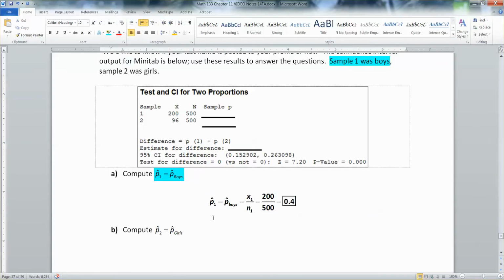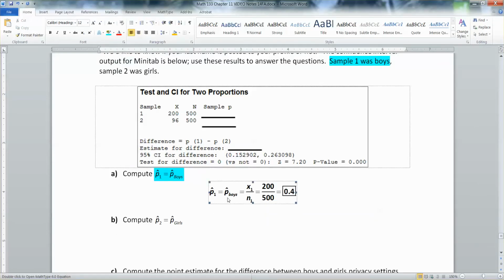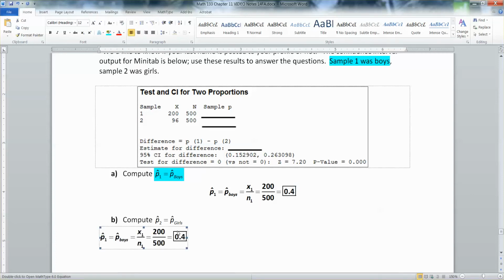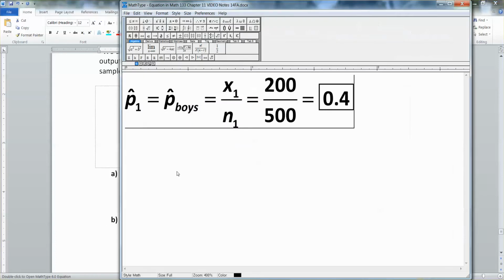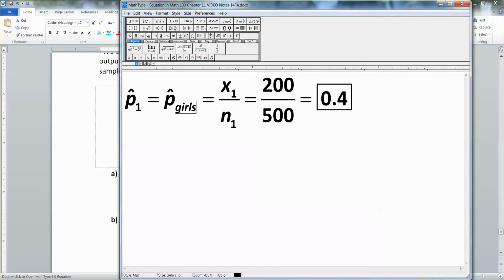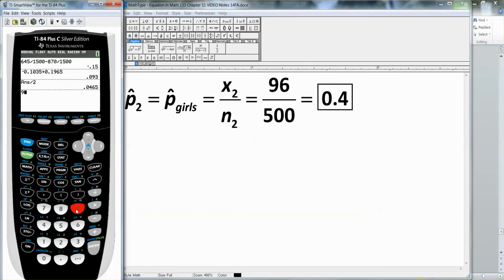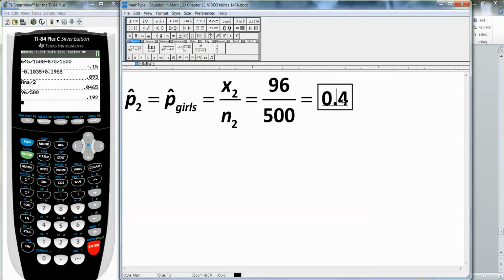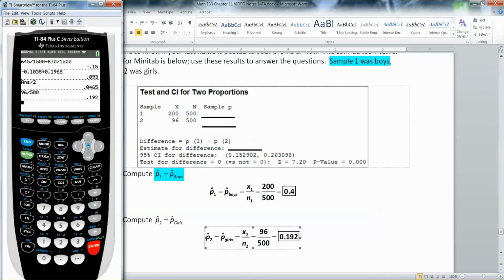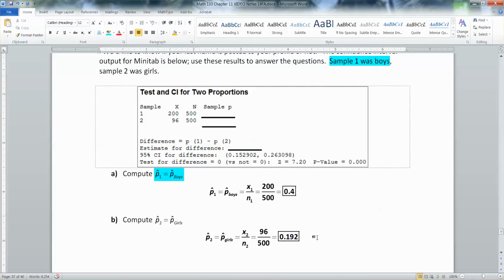All right, now we're going to do it again for girls. So the proportion for girls will be 96 over 500. For girls, that's group 2, so it'll be 96 out of 500, and 96 divided by 500 is 0.192. Done with that. All right, so that wasn't too bad.